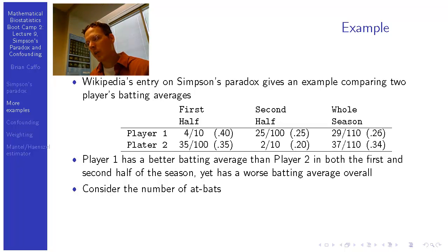I put in consider the number of at-bats here because that's coming into play. Player 1 had this very good batting average when they had relatively few at-bats, and a modest batting average when they had lots of at-bats, and vice versa for the other player. So that's really the culprit in this case.